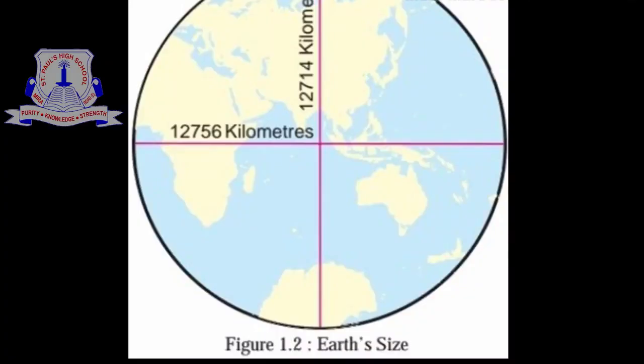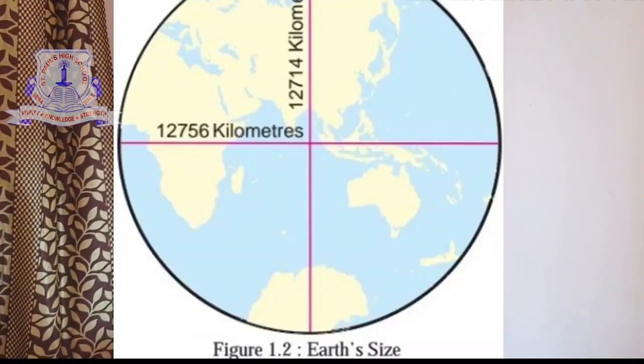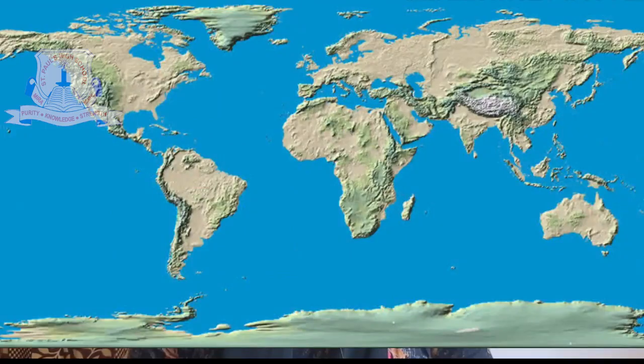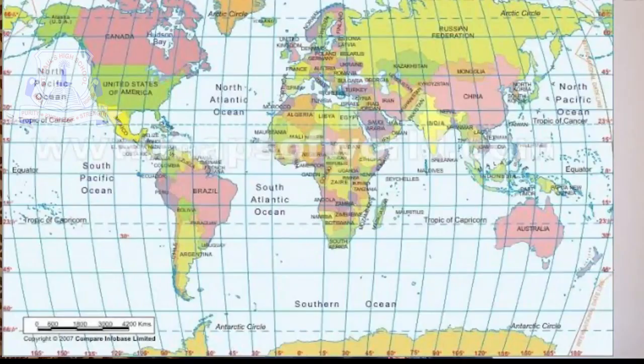Let us see figure 1.2, which shows the Earth's size. Figure 1.2 shows the length of the east-west and north-south diameters of the Earth. This will give you some idea about the size of the Earth. Oceanic waters, the uneven nature of the land, forests, innumerable islands of different sizes and buildings make it impossible to actually draw such lines on the Earth.